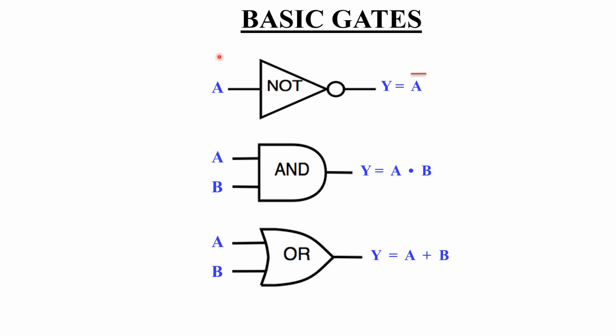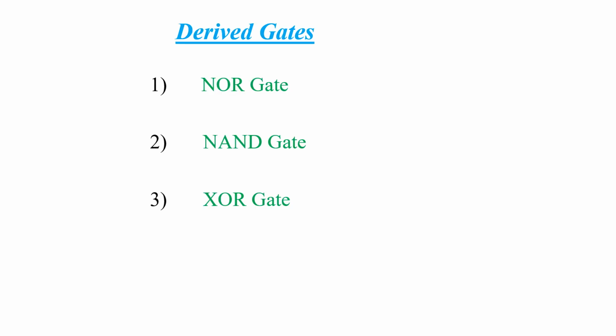Using these gates, the other gates can be derived. These logic gates are called derived gates. Derived gates can be constructed by a combination of two or more basic gates. They are of three types: NOR gate, NAND gate, XOR gate. Let us study them one by one.